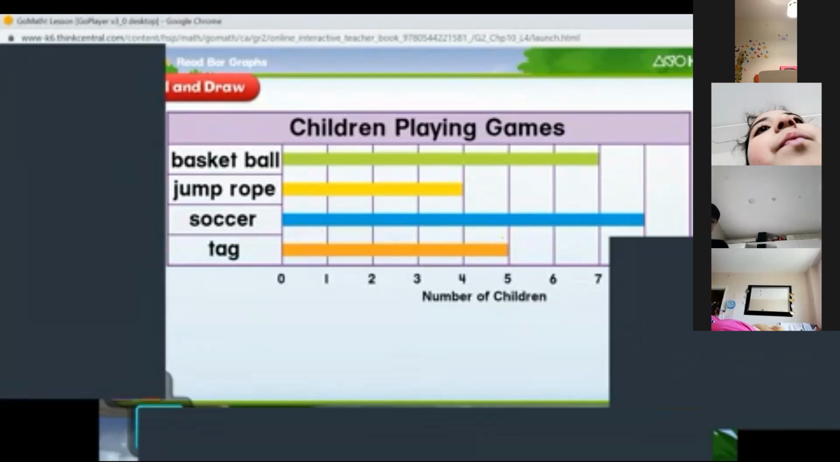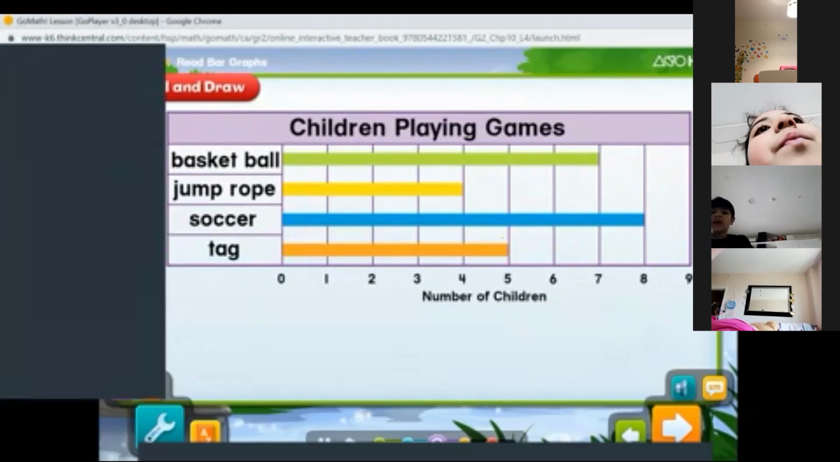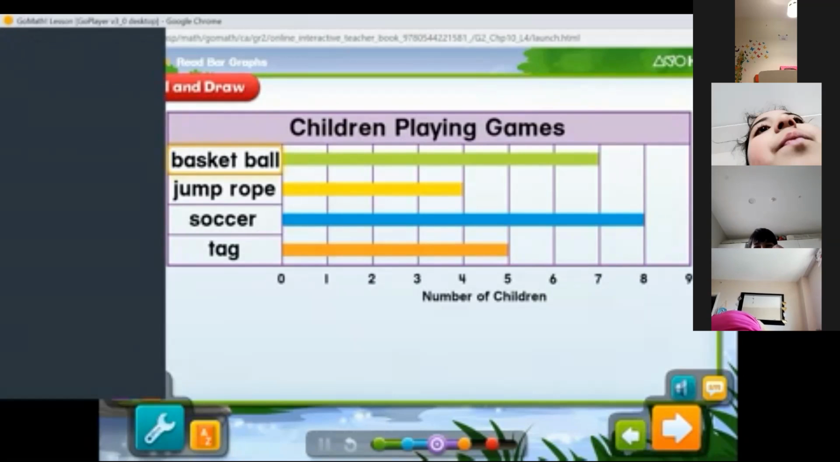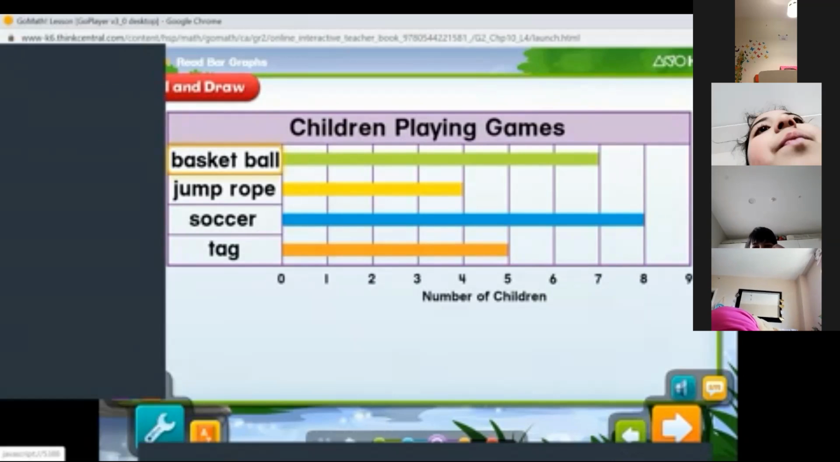Let's try it. Find the bar for basketball. Follow the line from the end of the bar down to the numbers. Where is it? Here. Before she says it, who can answer me? Usama, can you tell me how many children chose basketball? 7. So, how are you going to see it or know it?